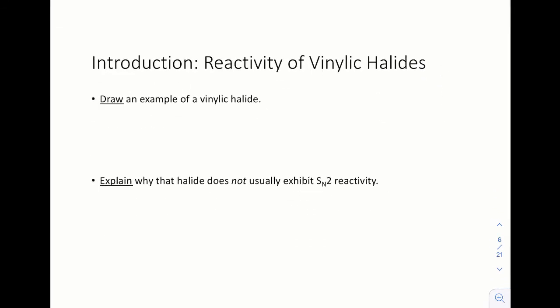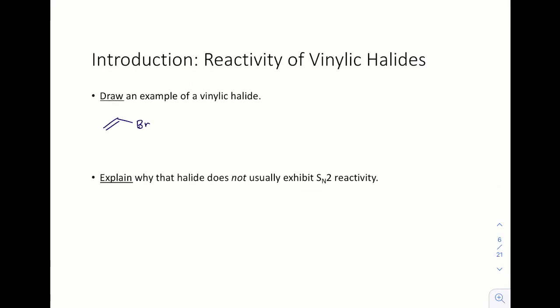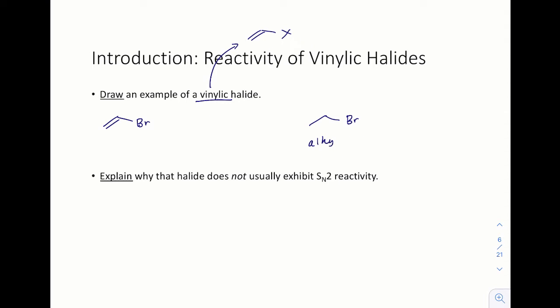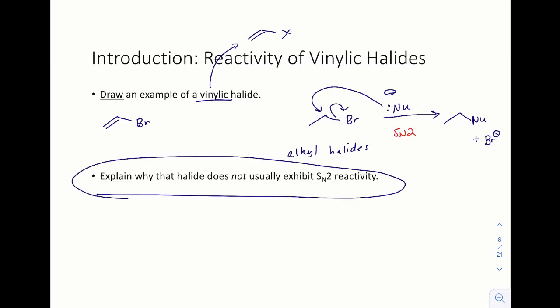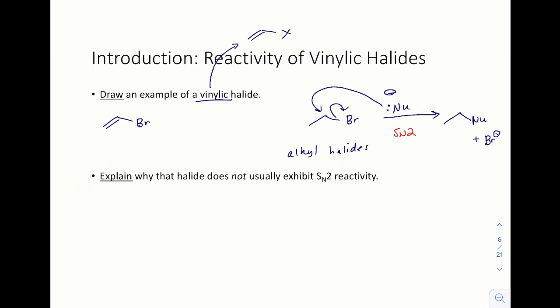We will begin by drawing an example of a vinyl halide. As we know, vinyl or vinylic means directly bonded to the carbon of a double bond. Now, normal alkyl halides, also called aliphatic, where the carbons are sp3, will undergo SN2 reactions with strong nucleophiles. Vinyl halides do not usually exhibit SN2 reactivity. Why is that?